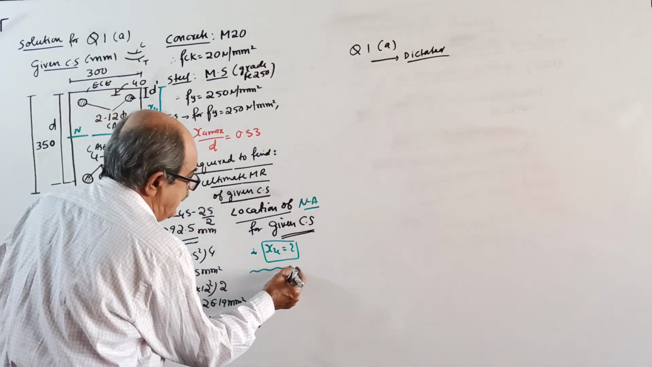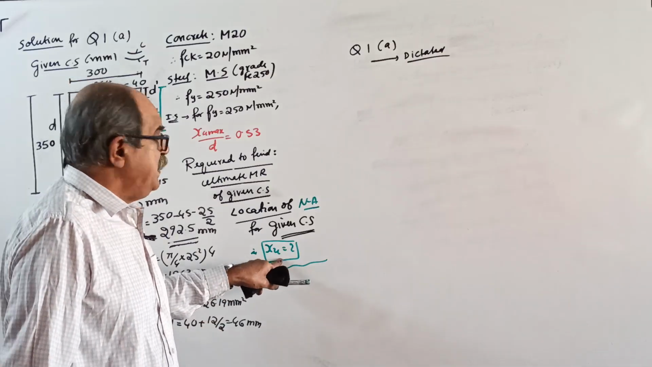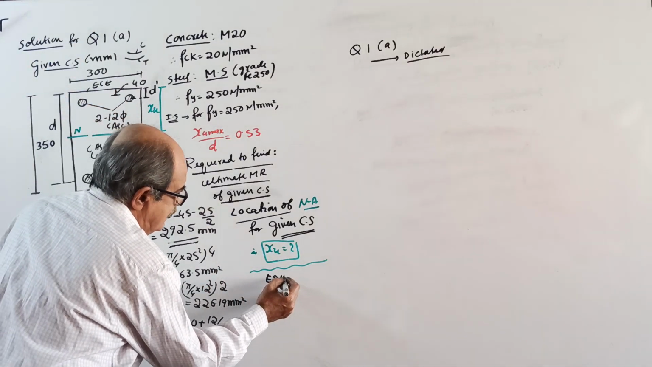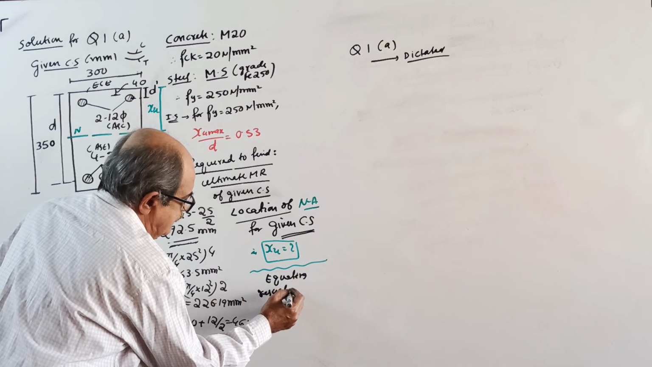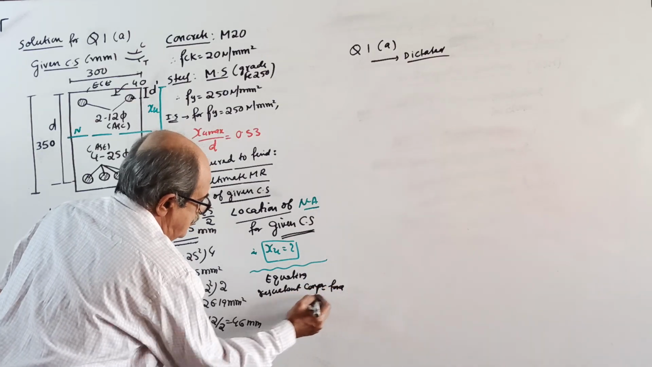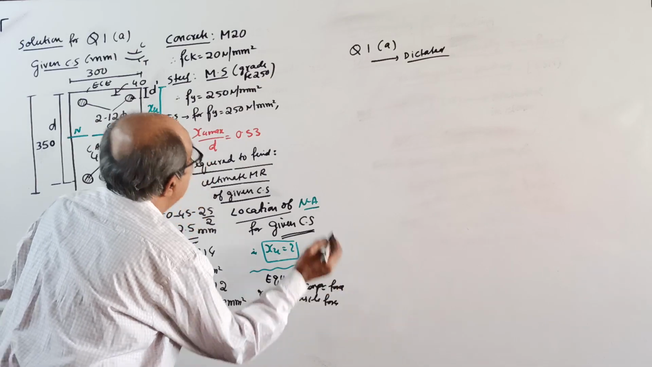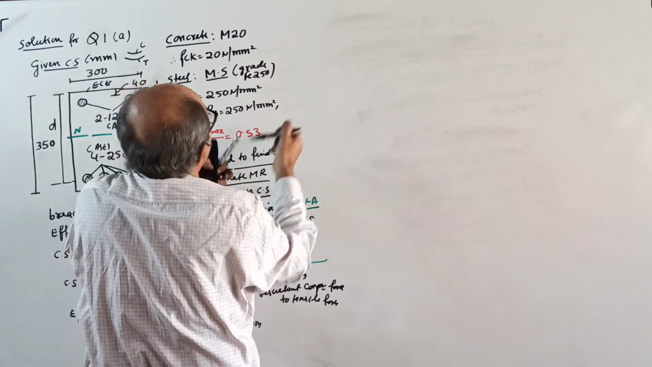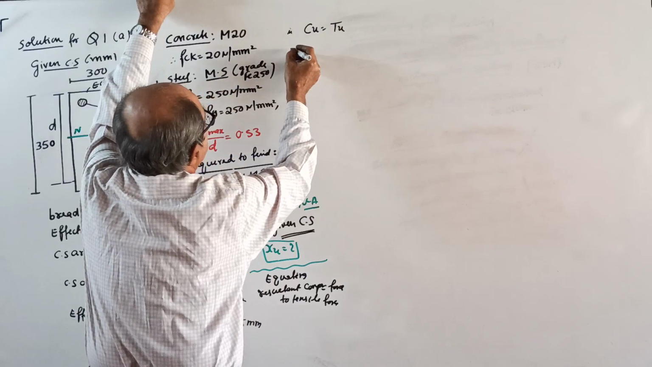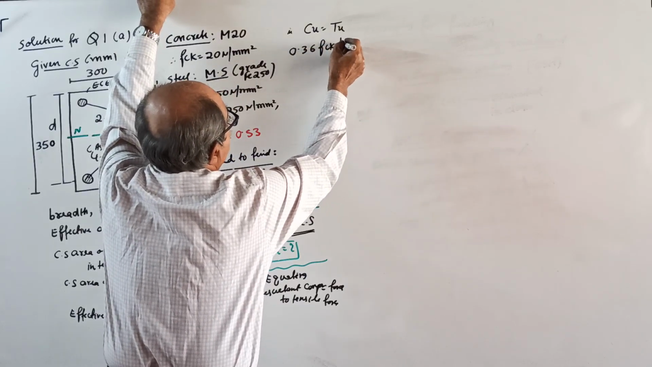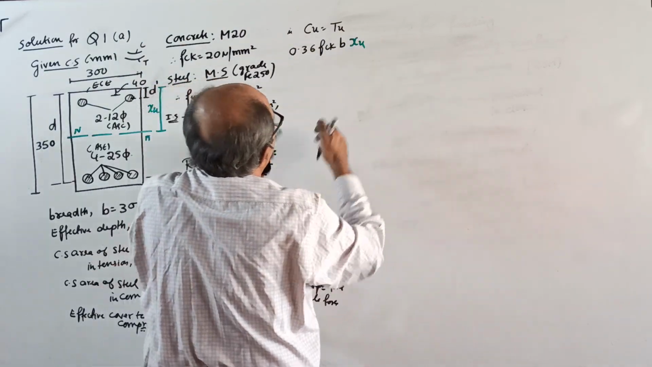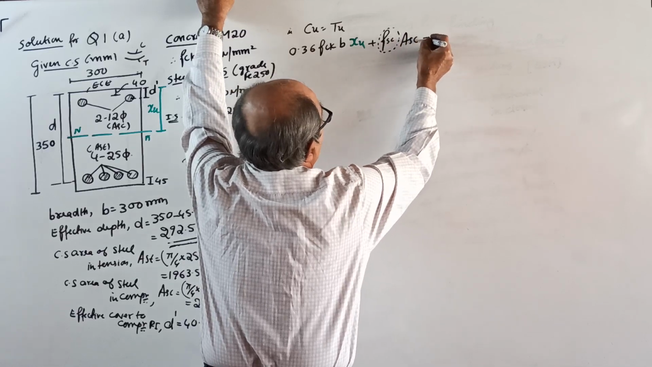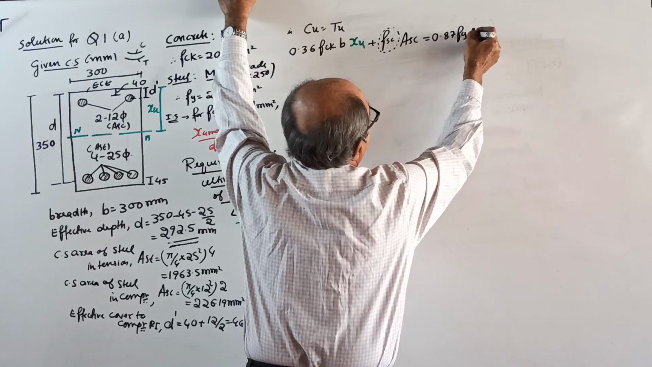Now, one statement you write. There is no place to write here. Let xu be the depth of neutral axis from the extreme compression edge. Next time I won't tell. Then use your statement: equating resultant compression force to tensile force. That is what you are doing, that is Cu equal to Tu. The equation is 0.36 fck b xu plus fsc, remember, troublemaker, fsc, into Asc equal to 0.87 fy into Ast. This is the formula.